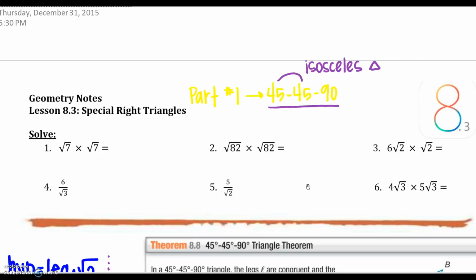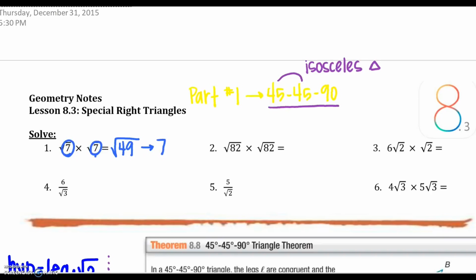So let's go over a few just as a review. Let's look at number 1, square root of 7 times the square root of 7. We know that we can multiply what is inside the house, or I call it the house, the radical, which becomes the square root of 49, which then in turn becomes 7. And notice that that 7 is actually what is underneath both of the houses.